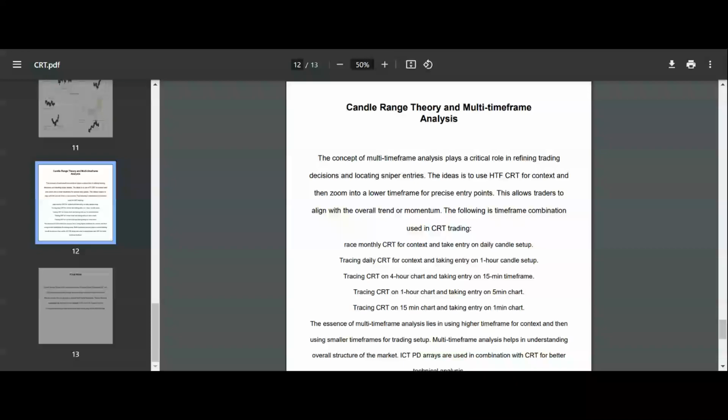We are going to go deeper into this. In today's video, we talked about trading CRT as a day trade and how to identify your candle range. I'm going to do a video for swing traders, for short-term traders.